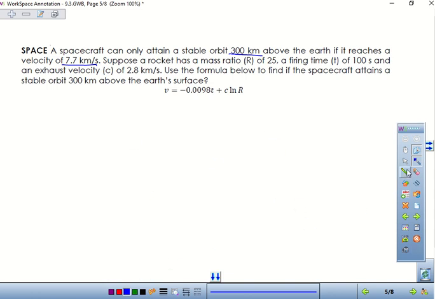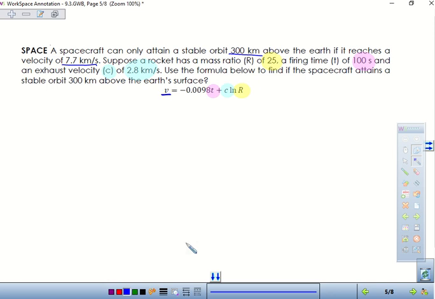So what we're going to do is plug in the information we have about our rocket to see if that's the case. Okay, so we know what R is. We know what the time is. And we know what the velocity c is. And that will allow us to find what the v is, the actual velocity, versus the exhaust velocity, of course. So we're going to plug in what we know into it and then verify if this is the case or not.